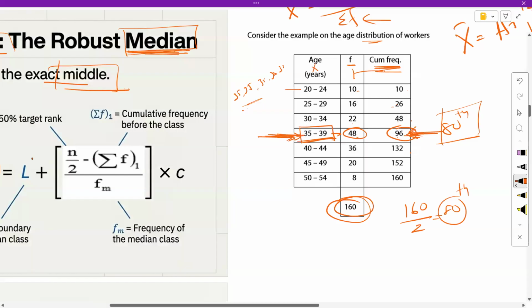Here, L means the lower boundary. What's the lower boundary? It's 34.5.